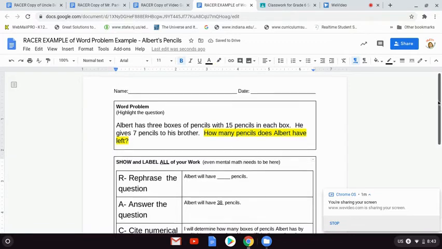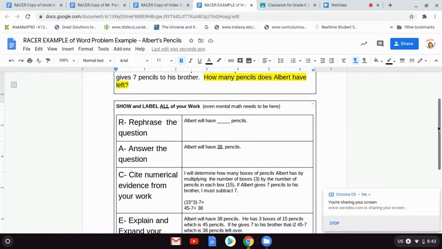Now C is going to cite the evidence. So how did I get that 38? I'm going to determine how many pencils Albert has by first multiplying the number of boxes, which is 3, by the number of pencils in each box. So 3 times 15, and that, by the way, is 45. And then it says he gives 7 to his brother. So then we're going to take that answer and subtract 7. So I'm citing what I did here. And then I'm going to show it mathematically.